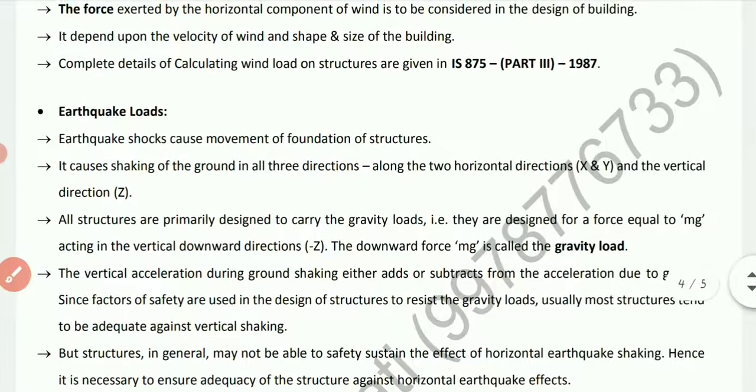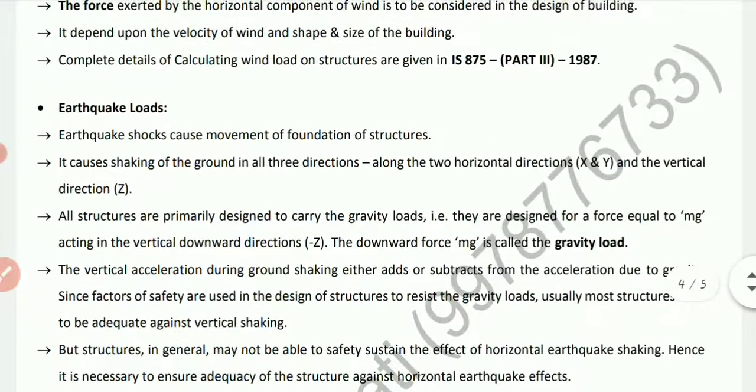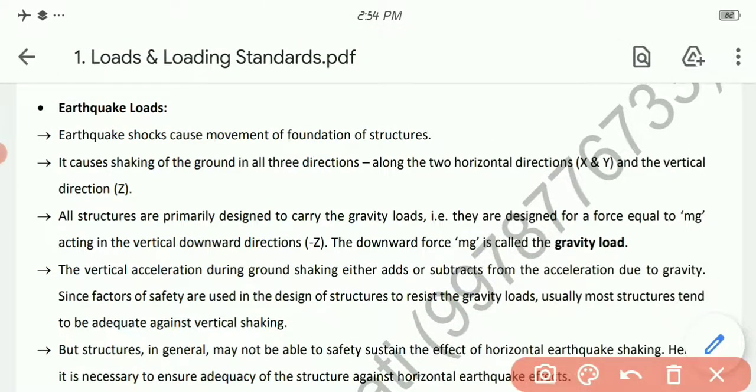Then next one, that is earthquake load. Now talking about the earthquake load, earthquake shocks cause movement of the foundation of the structure. It causes shaking of the ground in all three directions: along the two horizontal directions, say x and y, and the vertical direction z. Whenever an earthquake occurs, it usually shakes the building in both horizontal as well as vertical directions. Then all the structures are primarily designed to carry the gravity loads.